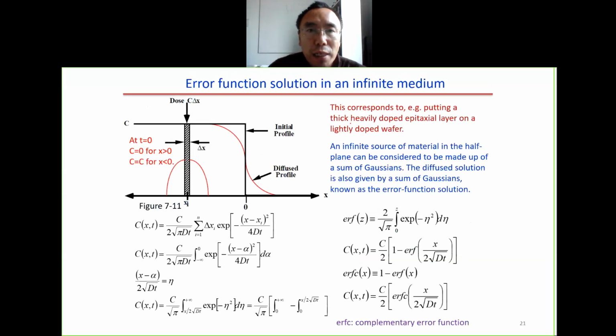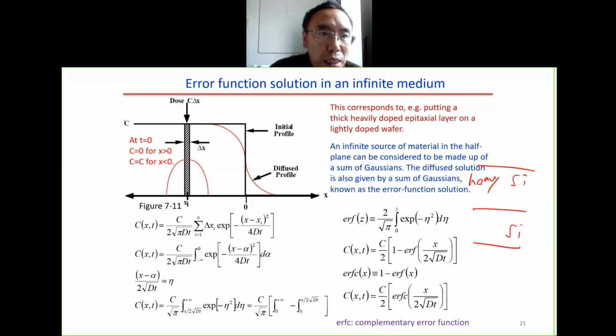So now we look at another case. In this case, it is the error function solution in an infinite medium. This corresponds to the case, for example, of putting a very thick, heavily doped epitaxial layer on a lightly doped wafer. So here we have the silicon, and this one is lightly doped. Then we put a silicon layer with heavy doping on it. You can see here we have the dopant here.